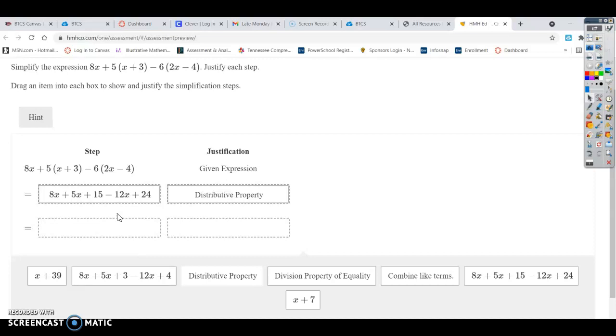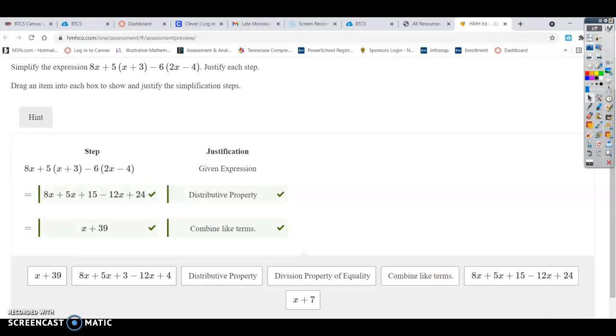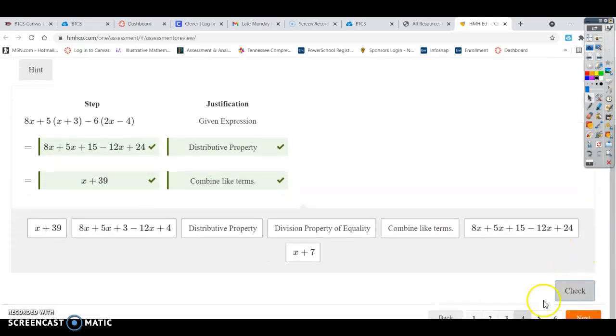So 8 plus 5 is 13. 13 minus 12 is just x. And then 15 plus 24 is 39. So we're going to have x plus 39. And that is simply combining like terms. So again, we can check that, make sure that we are correct, and then move on.